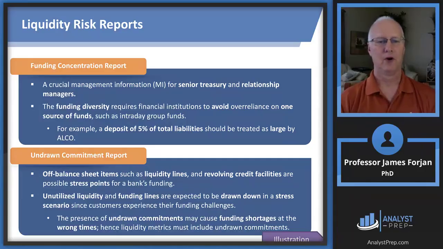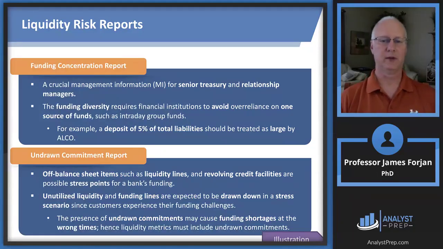How about an undrawn commitment report? So this is off-balance sheet financing, which includes things like revolving lines of credit or liquidity lines. And so this is extremely important for us to have a sense of what that means for today's liquidity and then next month's liquidity and next year's liquidity.